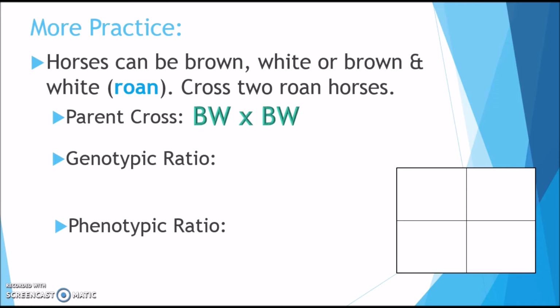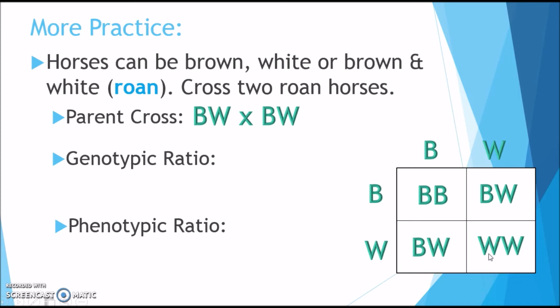Okay, so now let's set up the Punnett square. First parent across the top, second parent down the side, and cross your boxes. BB in the first box, BW in the second box, third box, BW, and fourth box, WW. Genotypic ratios start in box number 1. BB, 25%. Next one, BW. That's in 2 boxes, so that's 50%. And WW, 25%.